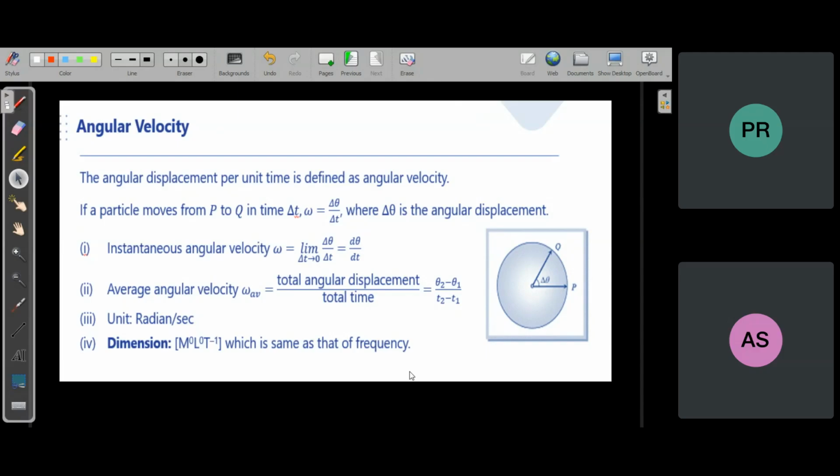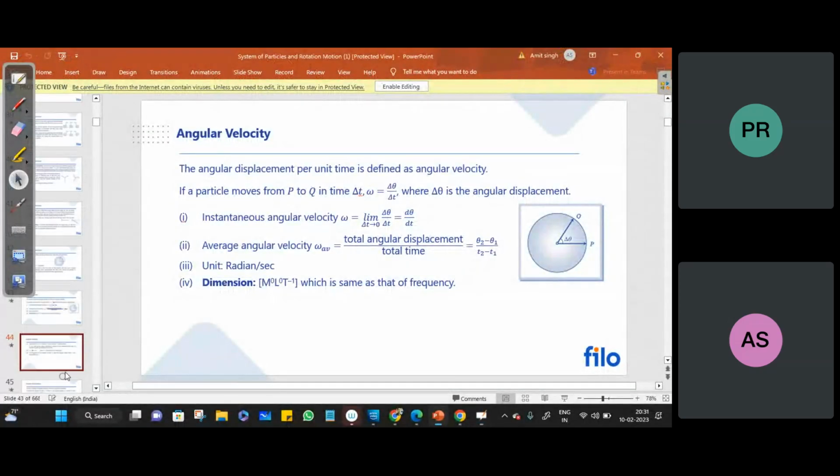Now, angular velocity. Angular velocity is simply the rate at which the angular displacement is taking place. So, in unit time, how much angular displacement? That is the average angular velocity. And instantaneous is simply the rate of change of angular displacement, d theta by dt. Its unit will be radian per second. And the unit of angular displacement, you already know, will be a radian.